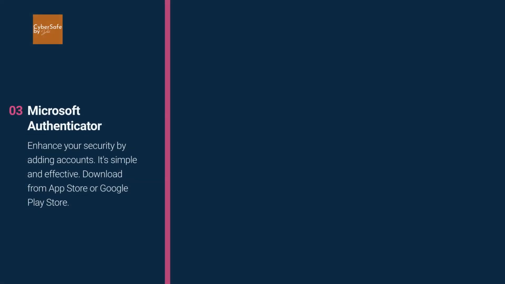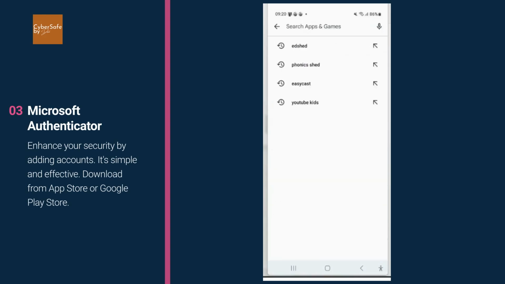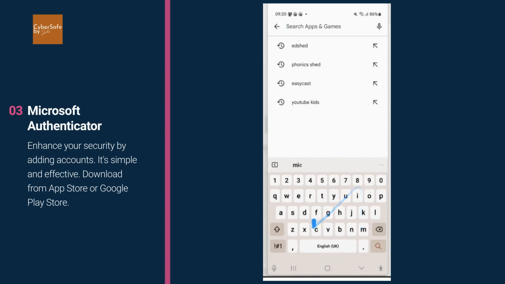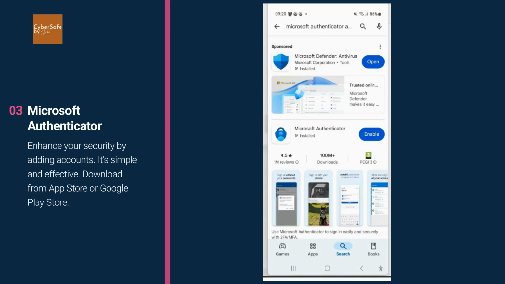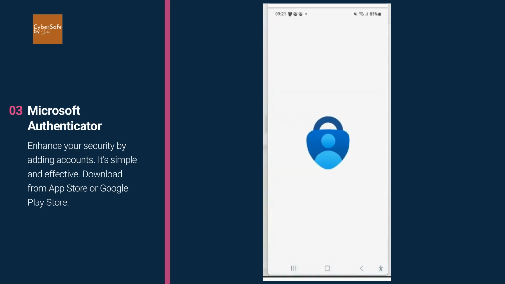To use Microsoft Authenticator, open App Store or Google Play Store. Search for Microsoft Authenticator. Download the app. Once installed, open the app and you're ready to add your accounts. It's a simple and effective way to enhance your security.